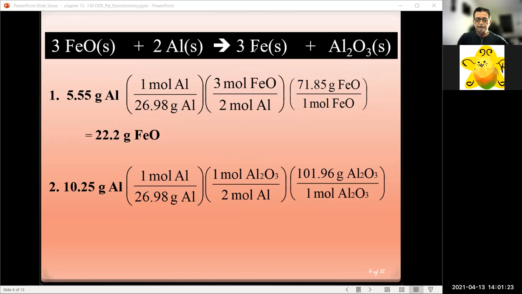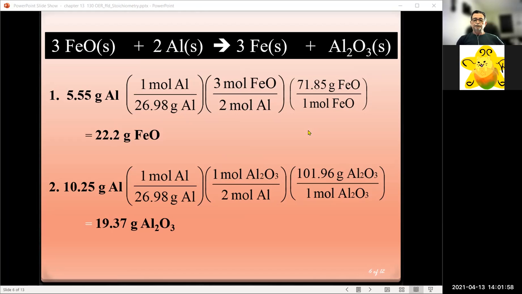So that tells us here that if we start off with 10.25 grams of aluminum, I will make 19.37 grams of aluminum oxide. And this is true, this ratio and this type of calculation is true, if I'm trying to make 19 tons of this material.